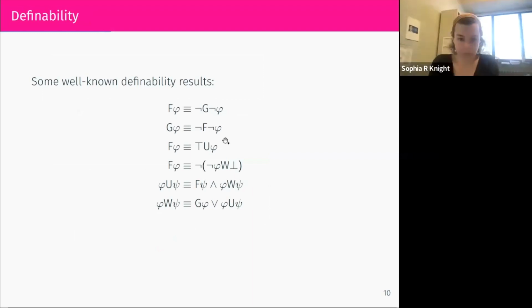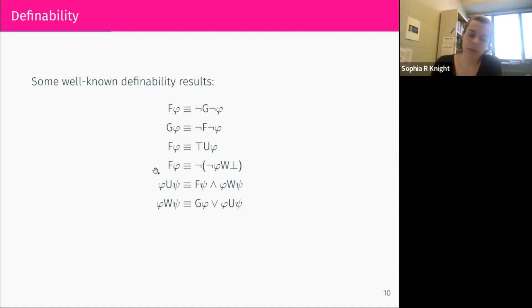But you can also define eventually, or finally, in terms of strong until. So F phi is equivalent to true until phi. If you look at the semantics, it's clear that that's true because true always holds, and this just means phi has to eventually happen. If you only have weak until, then eventually phi is the same as saying phi is false weakly until... sorry, phi is preceded by false weakly until phi, and since false never happens, that just means phi is eventually true.